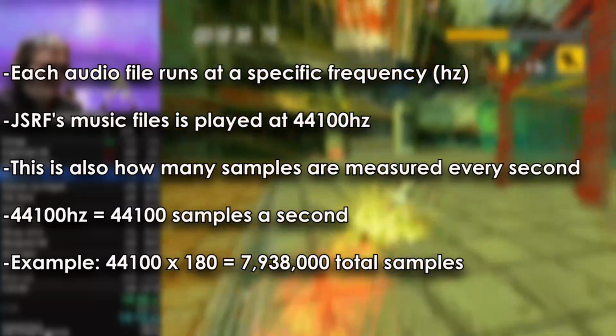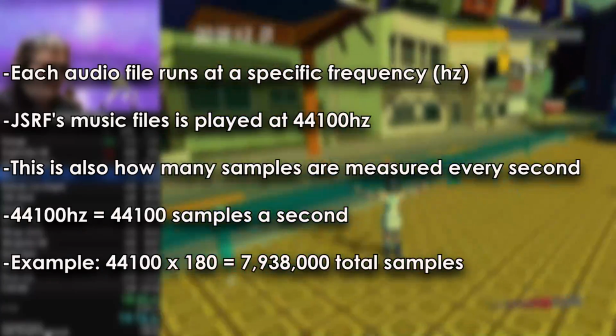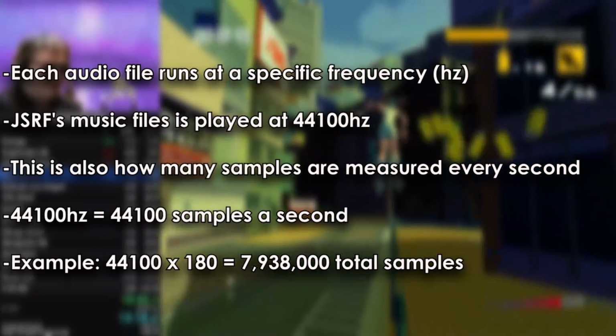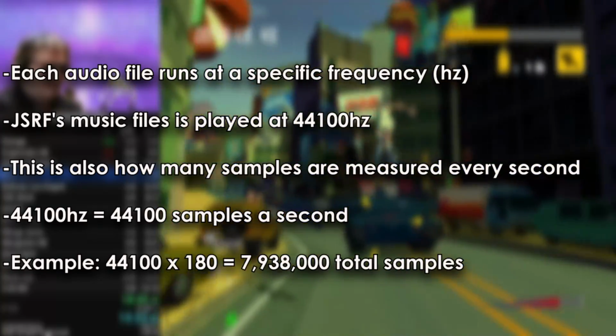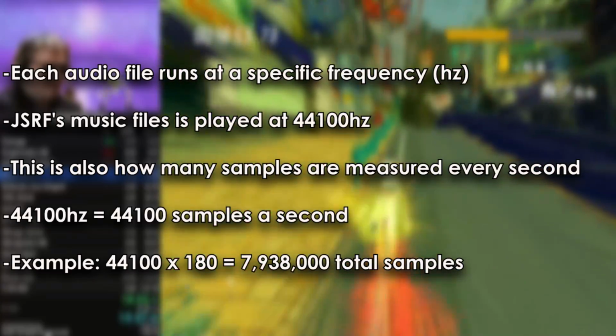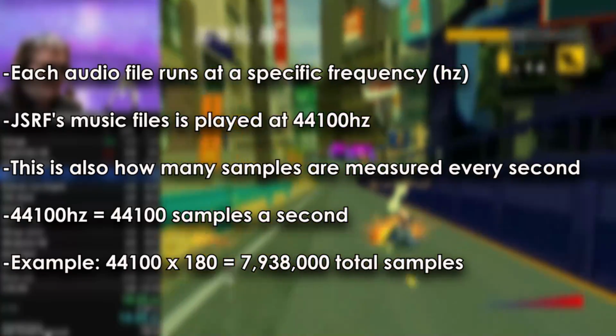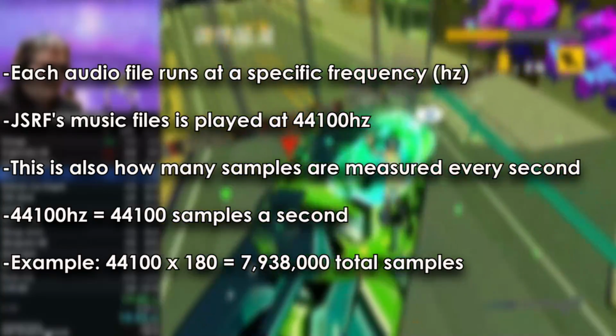JSRF runs at 44,100 hertz, and that hertz frequency gets measured with samples. So, if your song is 44,100 hertz, then every single second, 44,100 samples are measured. If a song is a flat 3 minutes long, 180 seconds, then that's 44,100 times 180, which equals 7,938,000 samples total. So that's how a song is measured.